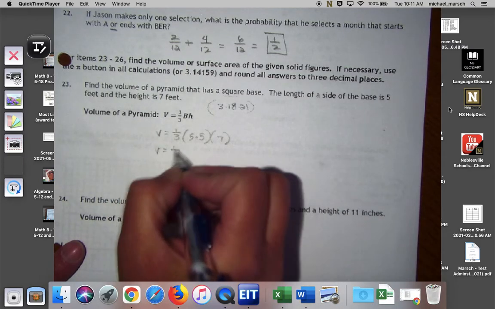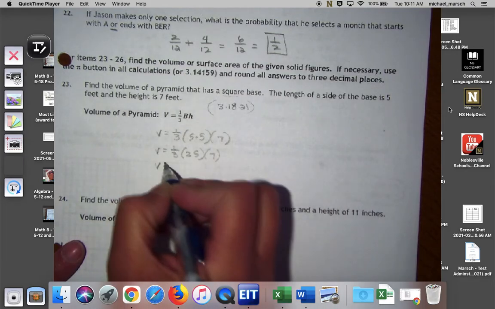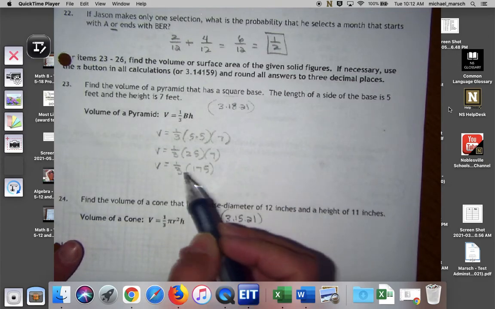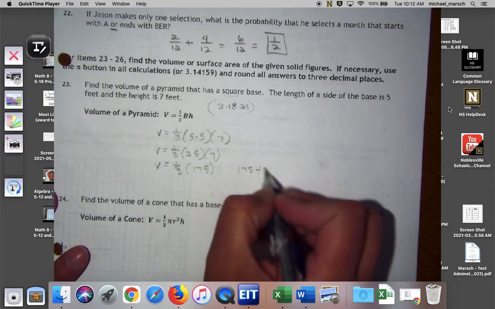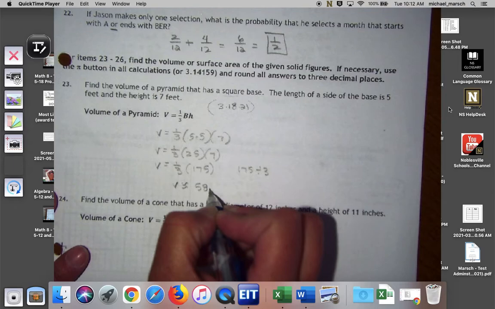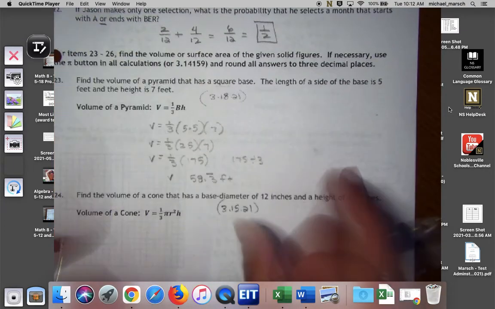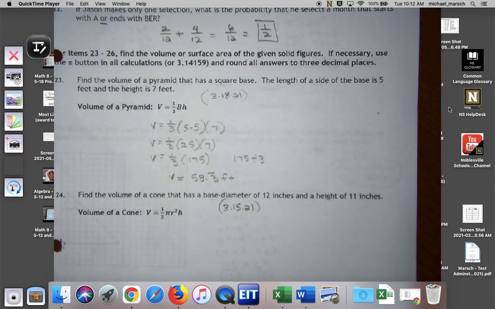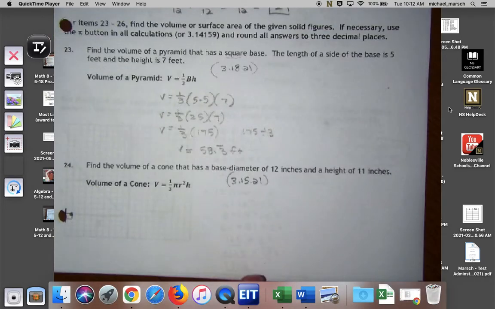So volume equals 1/3 of 25 times 7. Volume equals 1/3 of 175. Remember, to take a third of something, we divide it by 3. So if I do 175 divided by 3, volume is about 58.3 repeating feet. Actually, we could use an equal sign there because we did the repeating. So we know that that's the exact value. All right, so there's our pyramid with a square base. How about a cone?